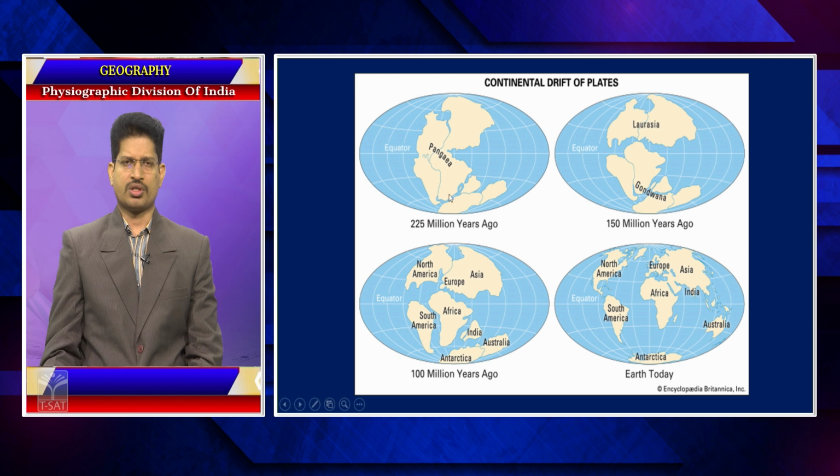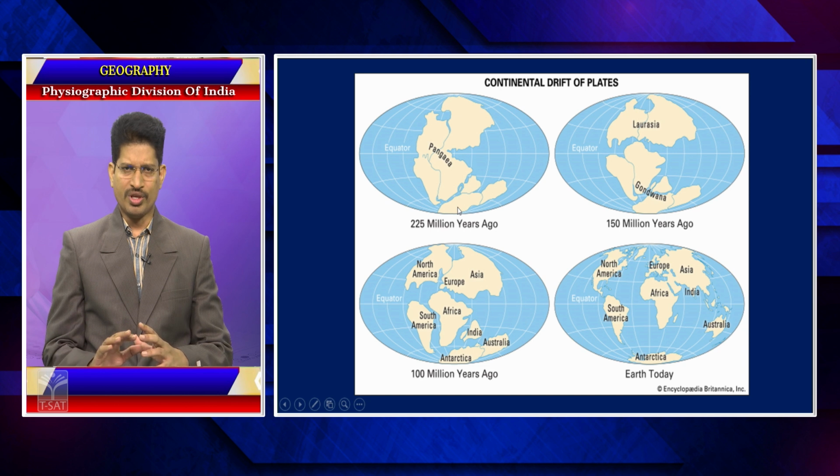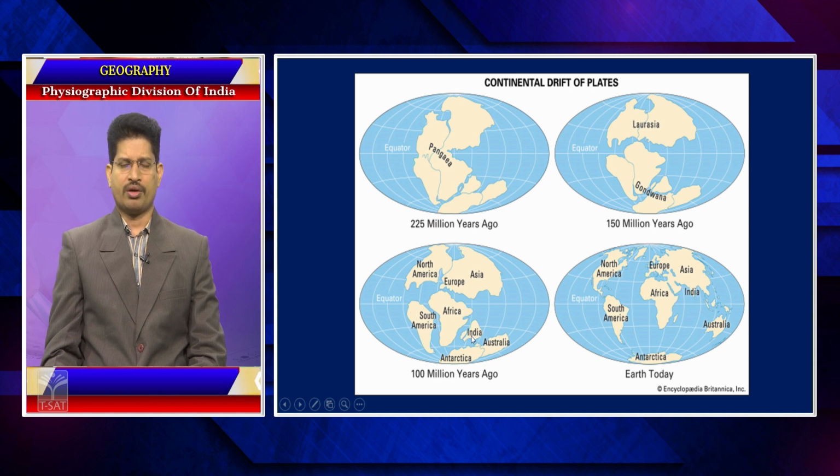In this process, because of plate tectonics and the drifting of plates over the semi-solid layer beneath the lithosphere, the plates drifted apart. This led to the movement of the Indian plate to the north from the southern hemisphere. This is the condition of India 150 million years ago, in the southern hemisphere. 100 million years ago, it is in the southern hemisphere. Today, it has drifted to the northern hemisphere in collision with the Eurasian plate.